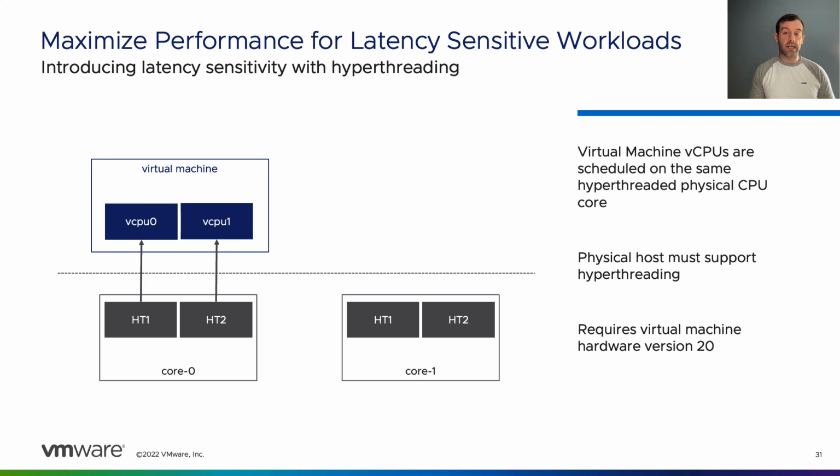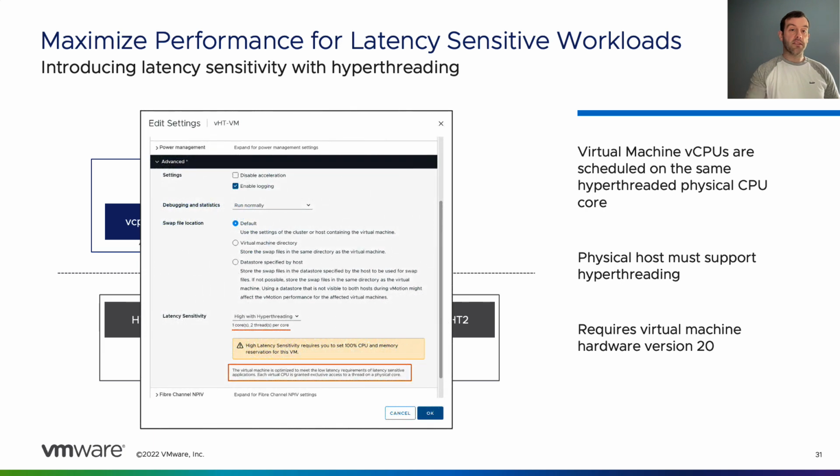And this means, when enabled, that the virtual machine's vCPUs are scheduled on the same hyper-threaded physical core rather than being potentially spread across multiple cores. And this is a feature that requires virtual machine hardware version 20 and is easily configurable in the virtual machine's settings under the latency sensitivity section.